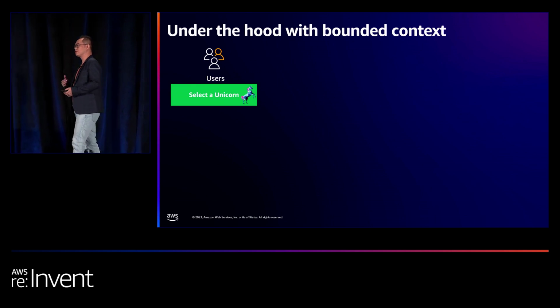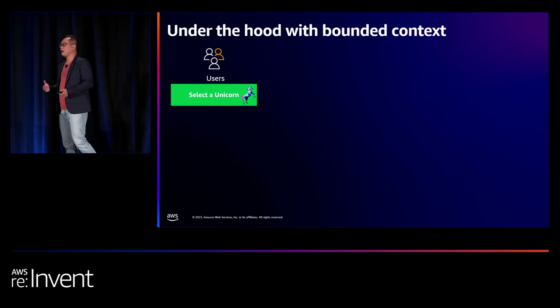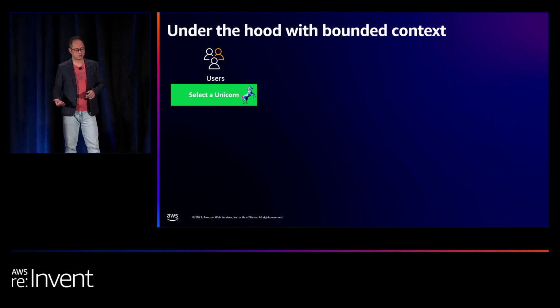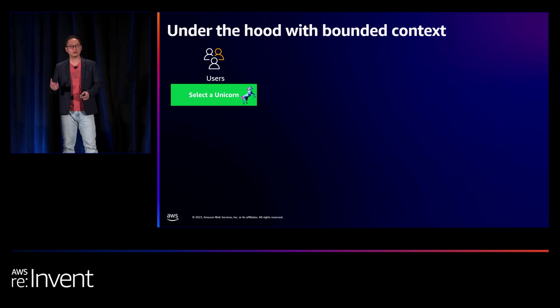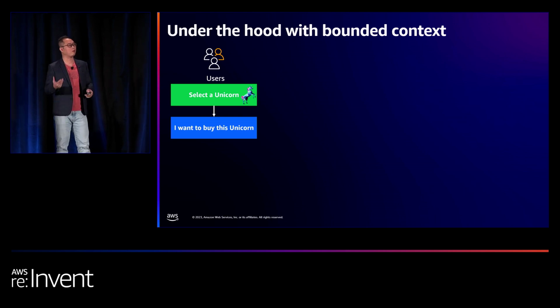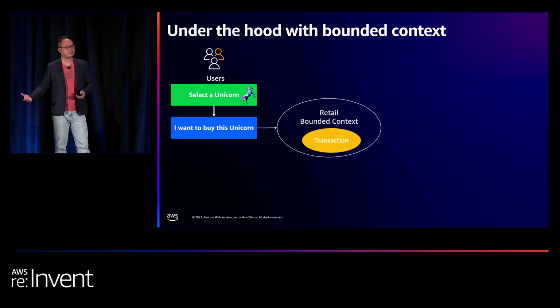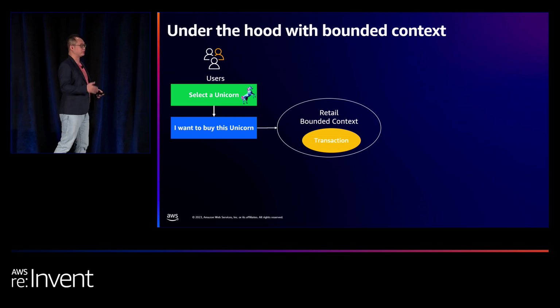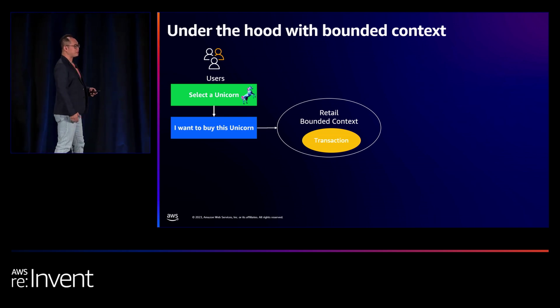Since we have the two different bounded contexts, how can we make them work together and complete the whole process? At the beginning, a user decides to buy the unicorn, so he selects the unicorn on the website. The command is sent out through mobile or web. And guess what? There should be a backend system, like the retail context, that takes care of all of the transactions inside. So what's the next step?